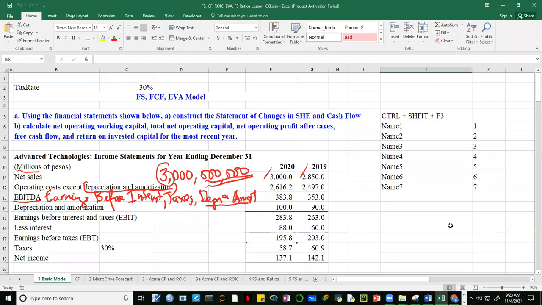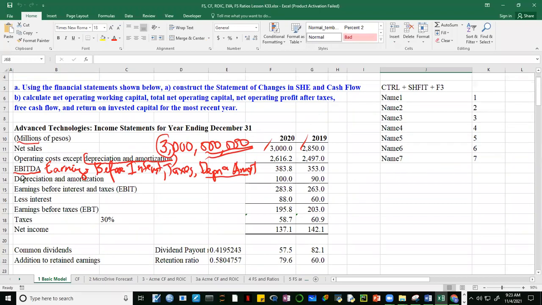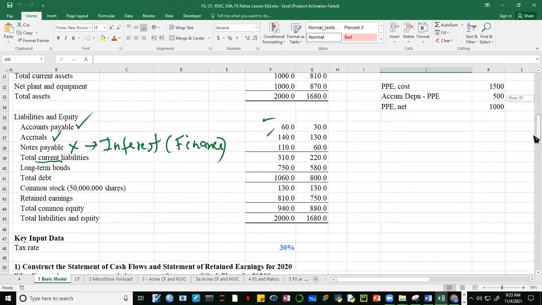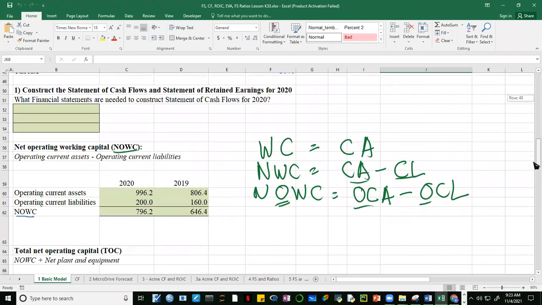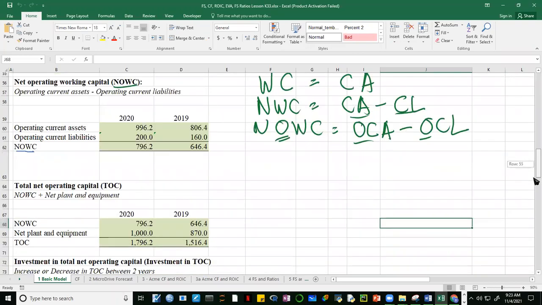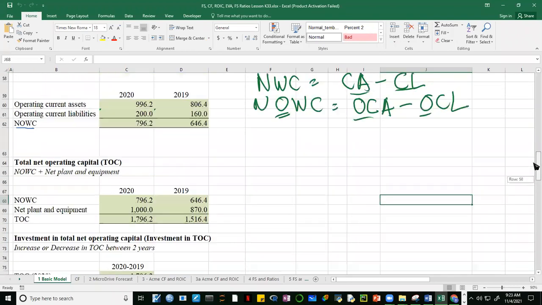So last session, what we did was to look at the financial statements of Advanced Technologies. We looked at the income statement. We learned about the measures of EBIT and EBITDA, and we learned why depreciation and amortization is oftentimes singled out. We looked at the balance sheet, and we learned how to compute measures like net operating working capital, total operating capital, and investment in total operating capital.